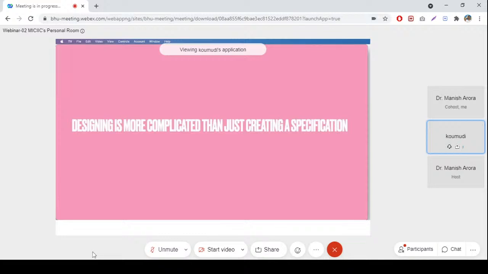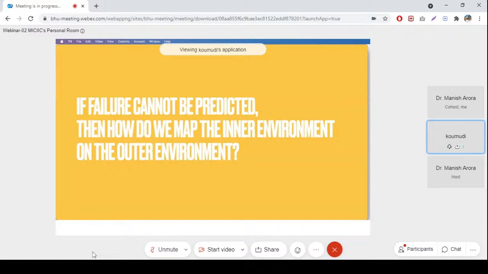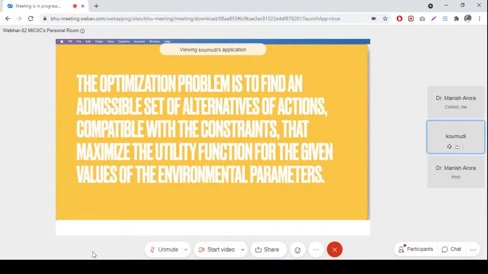But learning from failures prepares designers to take risks. That is, failures inform designers which aspect of the inner environment does not match the outer environment. This begs the question, if failure cannot be predicted, then how do we map the inner environment on the outer environment? Simon elaborates two ways in which designers can map the inner environment on the outer environment: optimization and satisficing.